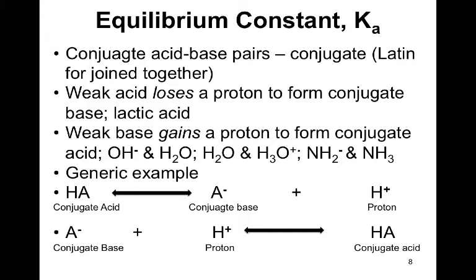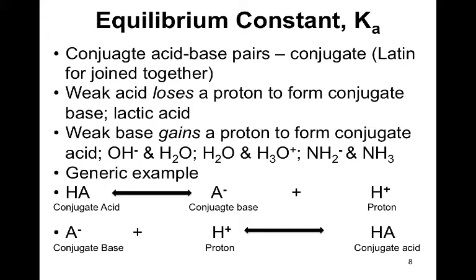Now equilibrium constant. Before we talk about equilibrium constant, let's take a look at conjugate acid-base pairs. Now what do you mean by the word conjugate? Conjugate simply means in Latin that they are joined together. Okay, weak acid loses a proton to form a conjugate base. If you were to go back to the example of lactic acid a couple of slides ago, the negative ion or the anion that is formed on the dissociation of lactic acid, the lactate ion, is a conjugate base of lactic acid. Weak base gains a proton to form conjugate acid.